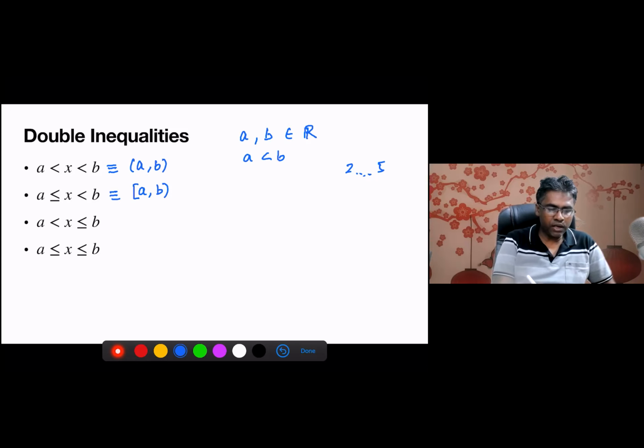But again, I think I'm making a mistake here. I should actually say X belongs to. Because there is no X here, right? X belongs to this set. So these things are taken as sets, right? So these are sets, subsets of real numbers.